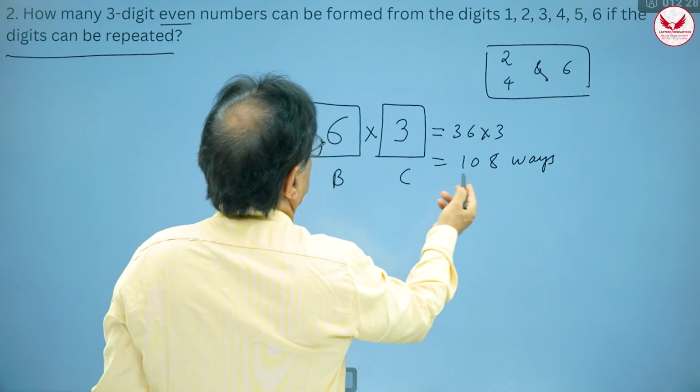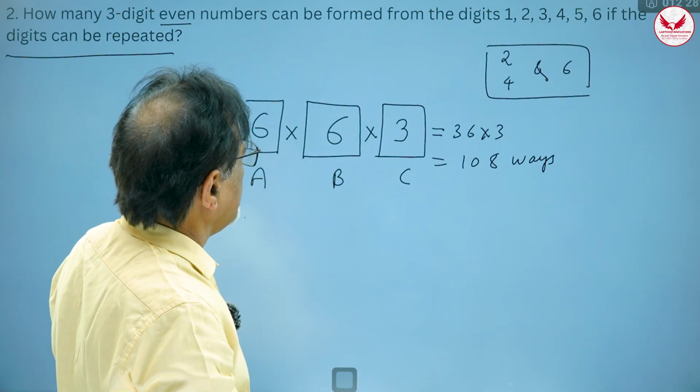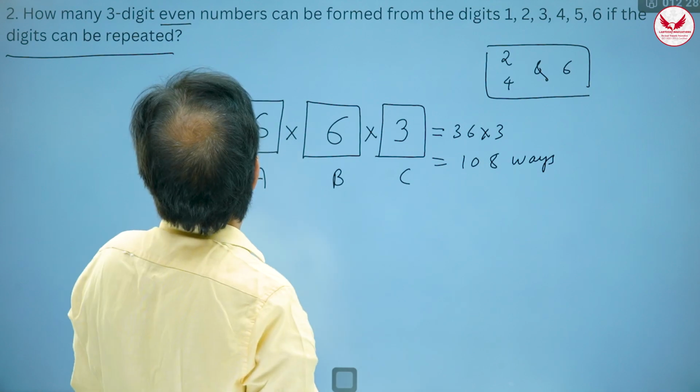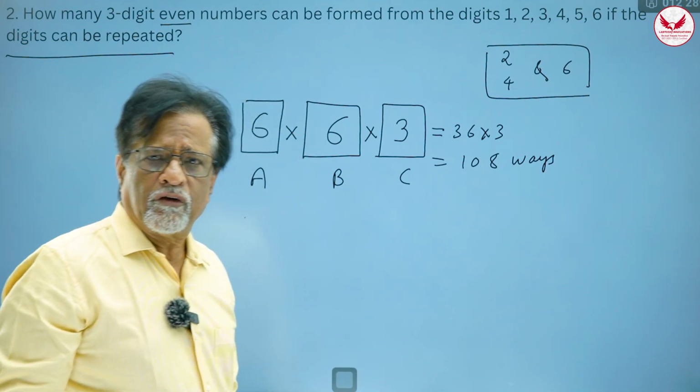That means these many numbers can be formed, which are even in number, correct? And only 3-digit. Okay, that's all.